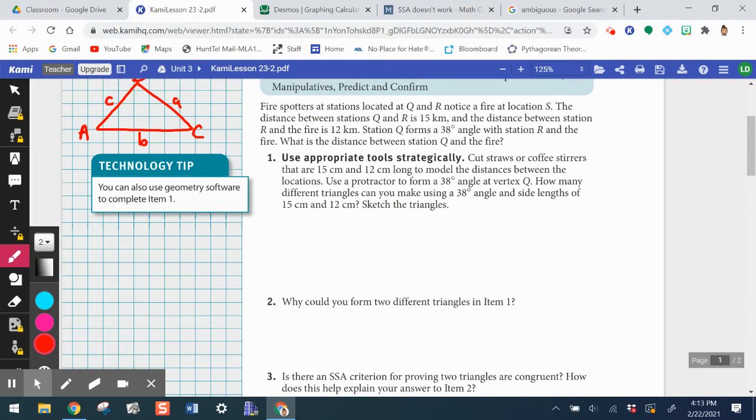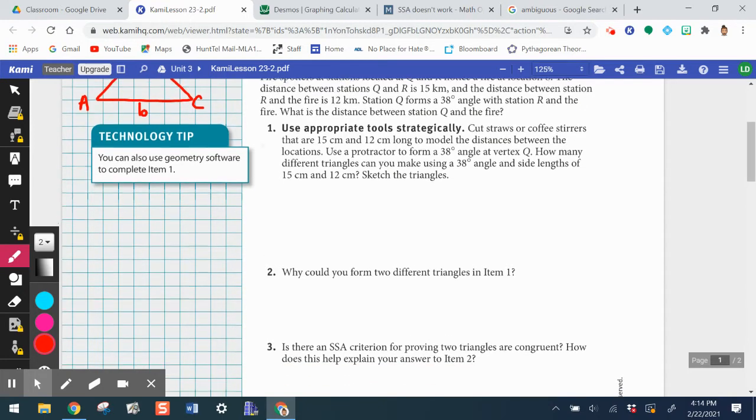Fire spotters at stations located at Q and R notice a fire at location S. So we're still talking about three vertices, so we're dealing with a triangle. And the distance between stations Q and R is 15 kilometers, and the distance between station R and the fire, which is located at vertex S, is 12 kilometers. So we know two distances, and we know that station Q forms a 38-degree angle with station R and the fire. And they ask us to find the distance between station Q and the fire.